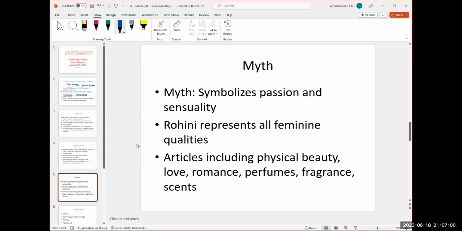Myth symbolizes passion and sensuality. Rohini represents all feminine qualities, including physical beauty, love, romance, perfumes, fragrance, scents.